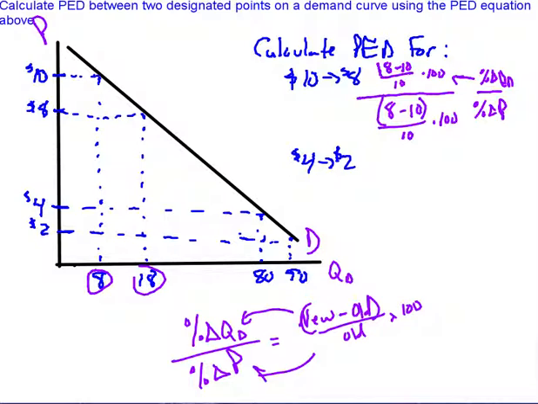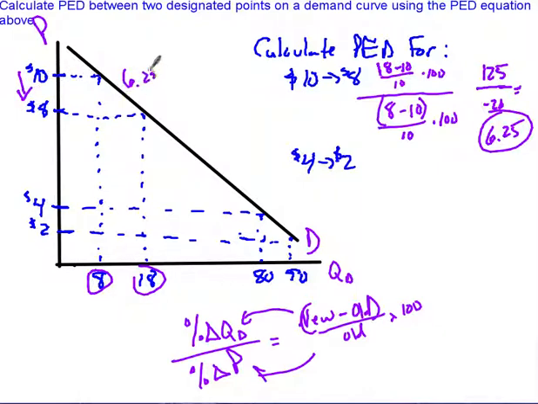So let me erase a little bit here. So when you do all this math out, 18 minus 10 over 10 times 100, that gives you 125. And this gives you 8 minus 10 gives you negative 20. And so when you do the math there, you end up with 6.25. All right, and so the price elasticity of demand going from 10 down to 8 would be 6.25. All right, so that's how you calculate these.